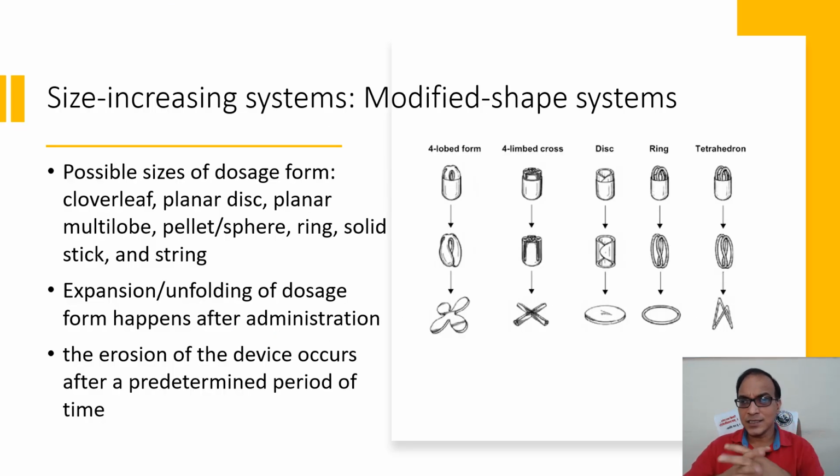In the size increasing system, you can see that they may be of several types. Possible shapes of the dosage form may be clover leaf, planar disc, planar multilobe, pellet, sphere, ring, solid stick. Expansion or unfolding of the dosage form happens after administration. After a predetermined period of time, the erosion of the device occurs. So the shape is also important.